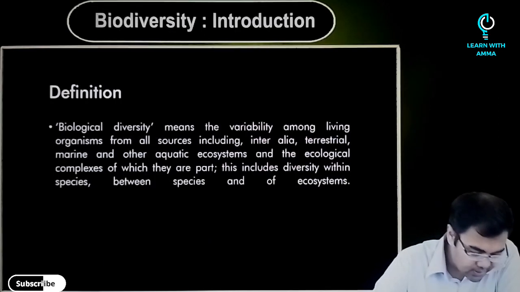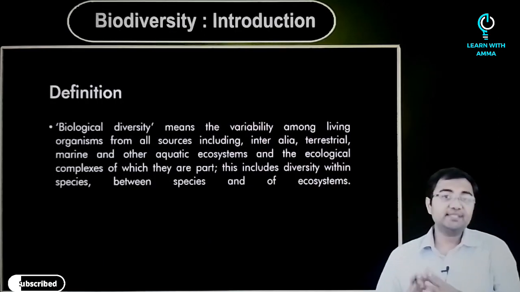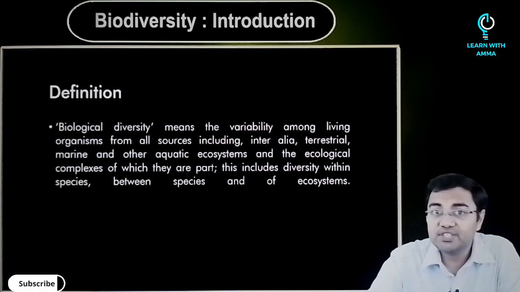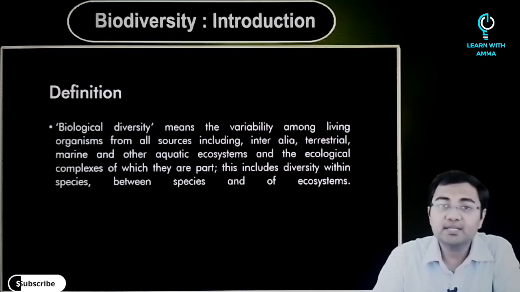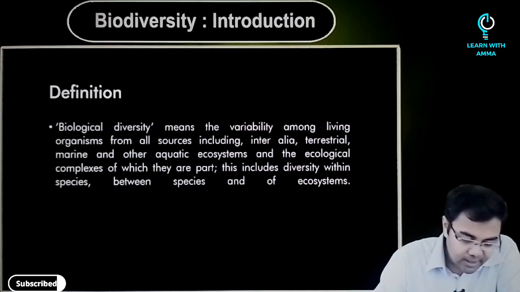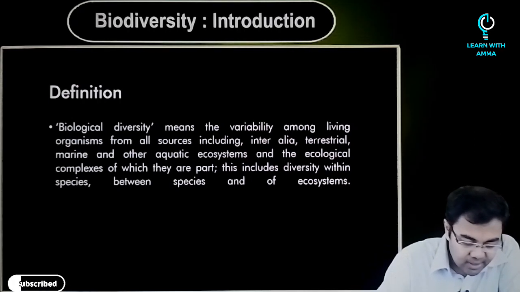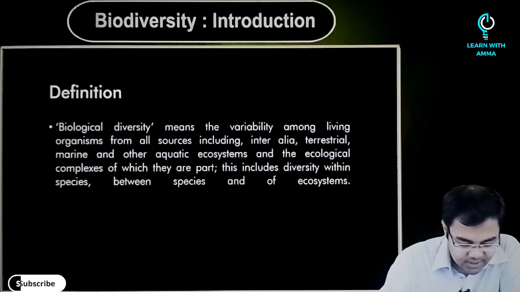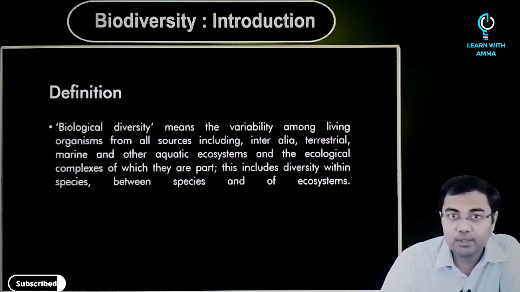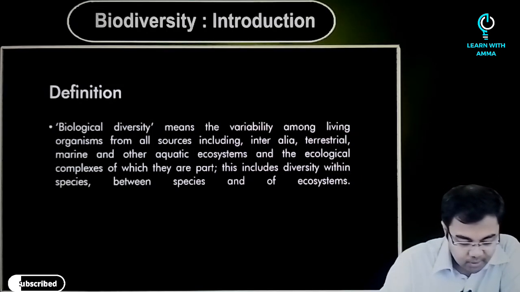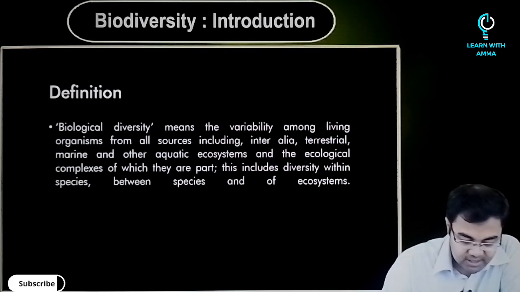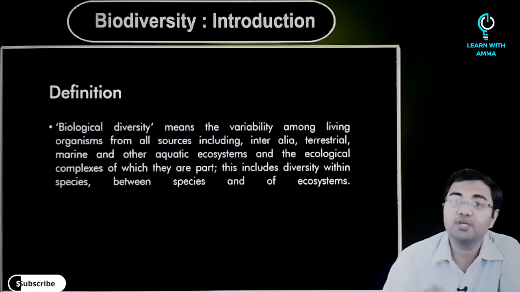So first up, a basic introduction. As I said, how do we define biodiversity? If we go by the official definition given in the Earth Summit 1992, it was the variability among living organisms from all sources including, inter alia, that is among others, terrestrial, marine and other aquatic ecosystems and the ecological complexes which they are part of. This includes diversity within species, between species and of ecosystems.